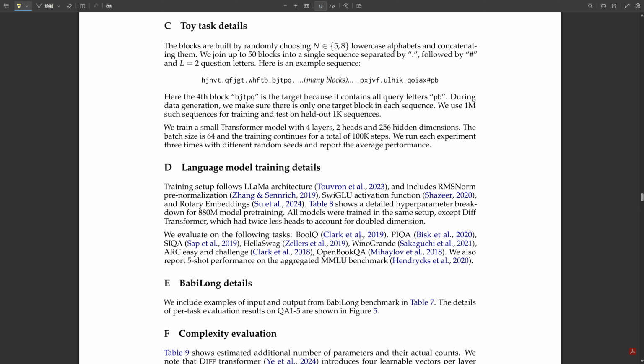MTA aced it. Near perfect accuracy. Wow. What was the key difference there? It could use that key query convolution to gather information from multiple query tokens. Each query focused on one question letter, and then the convolution combined them to find the spots, the blocks, where all the letters were present. That direct multi-token interaction made all the difference. Exactly. It really showcased the core strength of MTA.